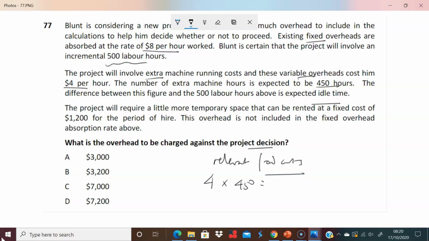So we have here 4 times 450, which comes to 1,800. And it's very clear that it says you will need some rent for a while, which will be 1,200. Add the two together, and you have 3,000. Okay, great stuff. So your answer here is A.